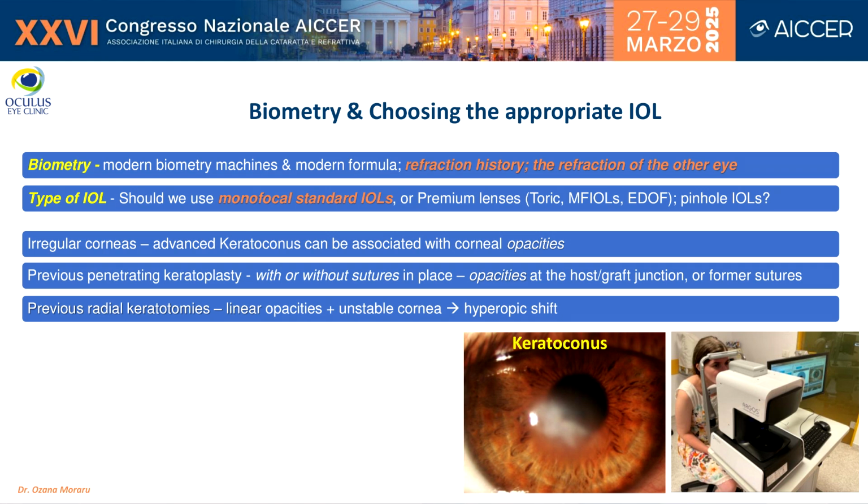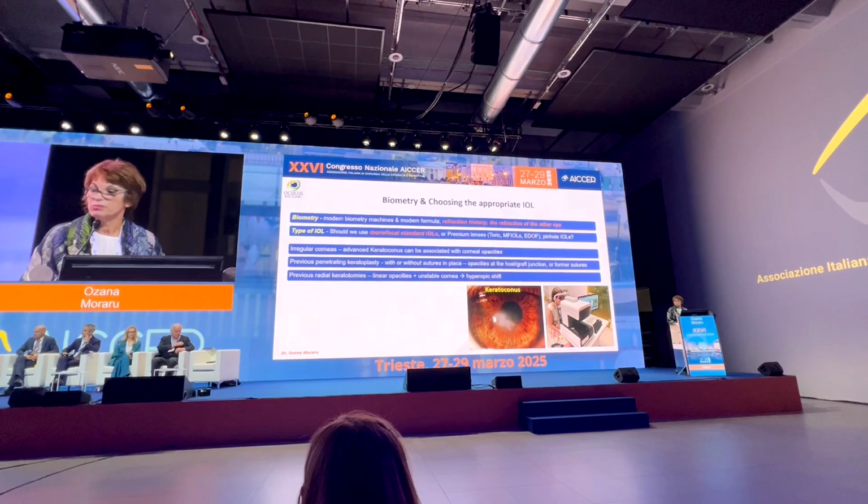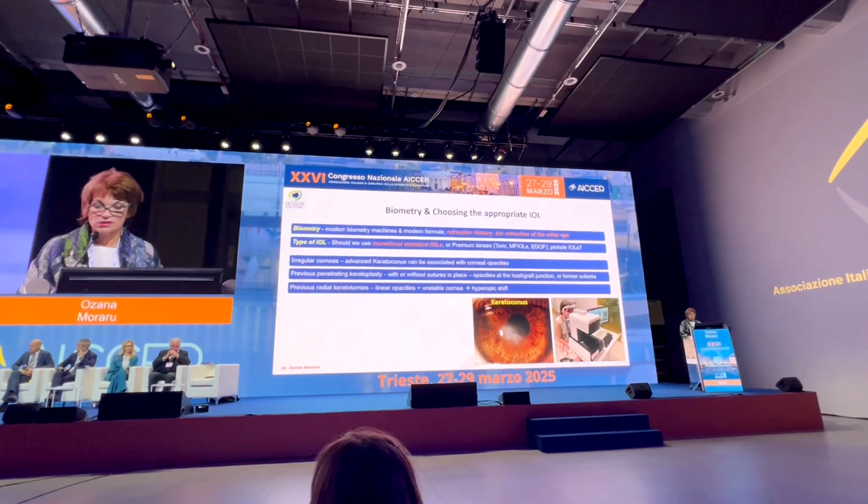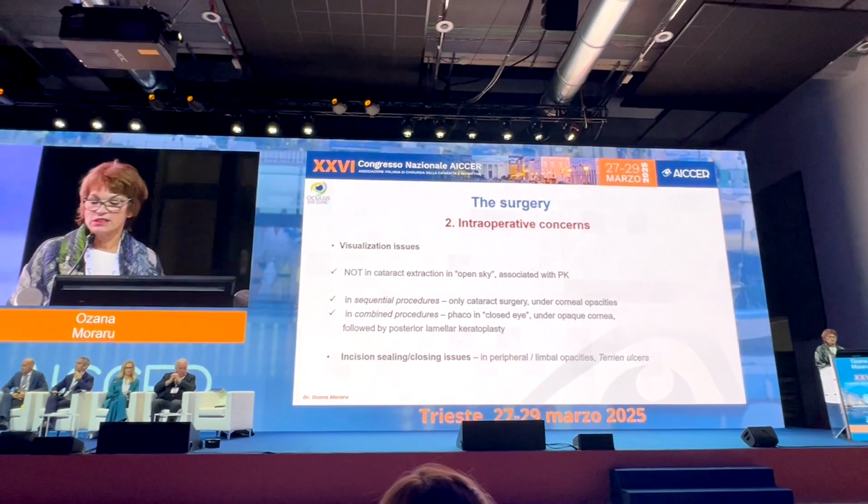Another highlight is related to the instability of the cornea, like in previous penetrating keratoplasties with sutures in place. The refraction will change after you remove the sutures, and in previous radial keratotomies, again, you have an unstable cornea and you can have a hyperopic shift after your correct biometry. So I'm not going to insist on pre-op concerns.